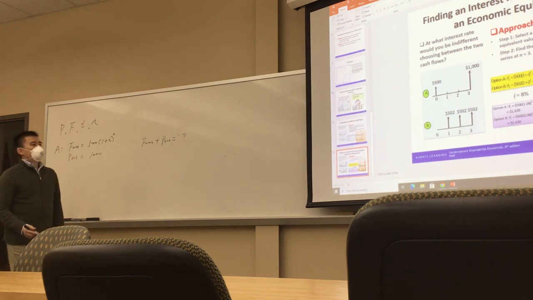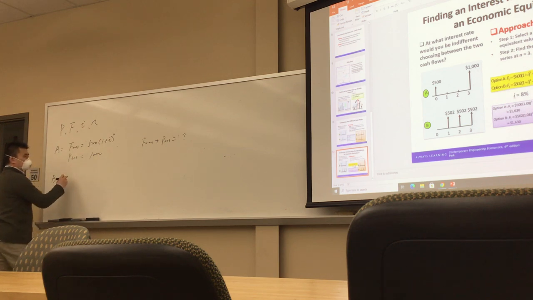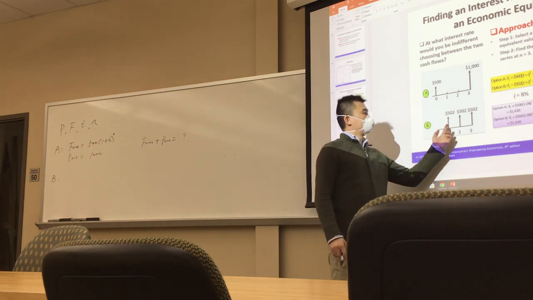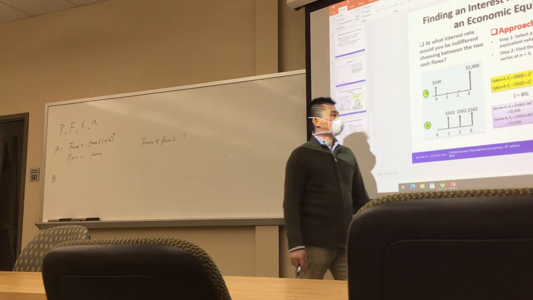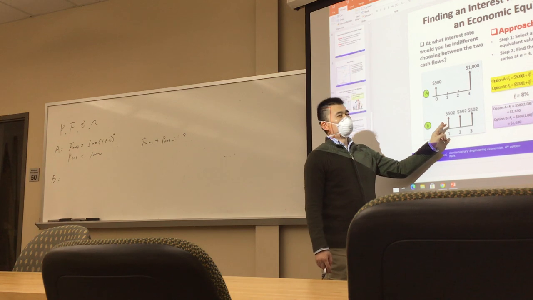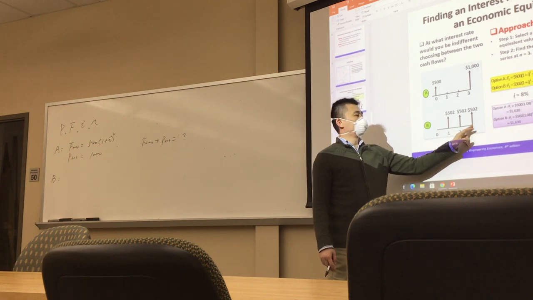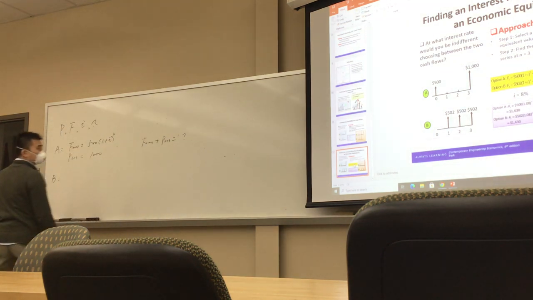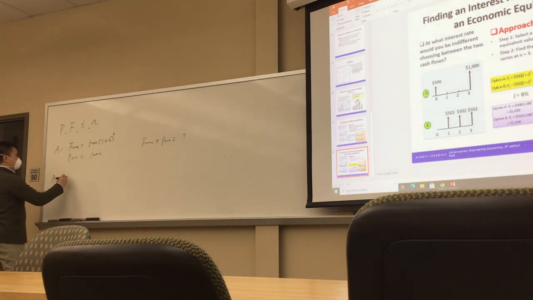B will be 5, 0, 2. So I have three flows, right? For B, I have 1, 2, 3. I need to aggregate or move all the cash flows into year three. Okay? Then it will be F, 1, 2, 3. Okay? The first.